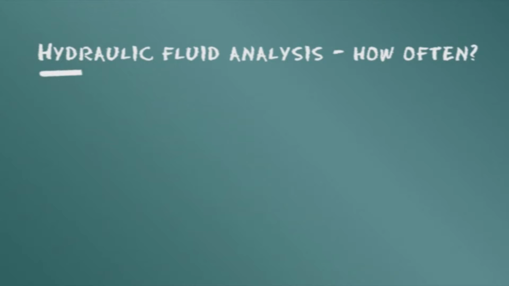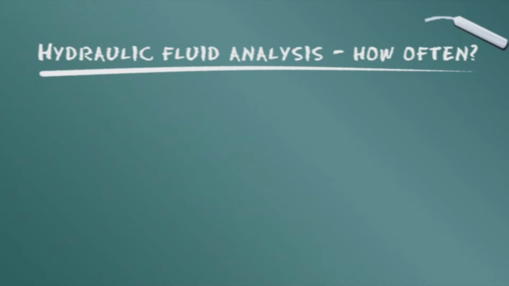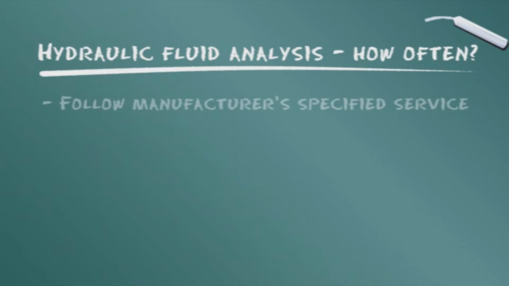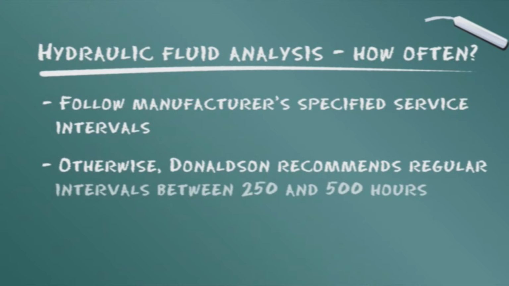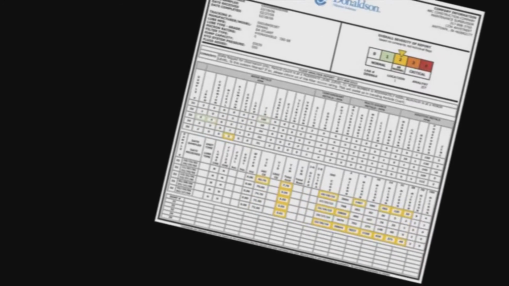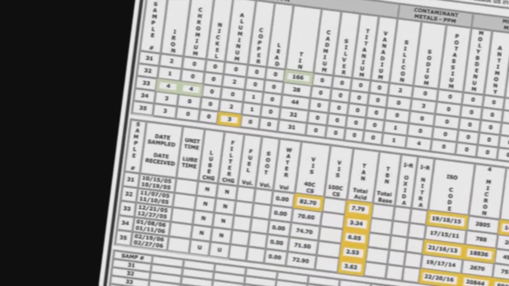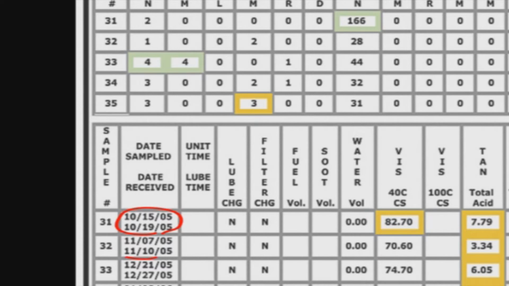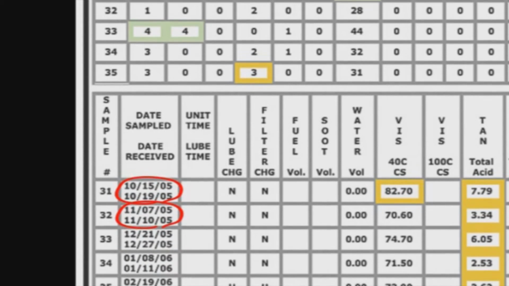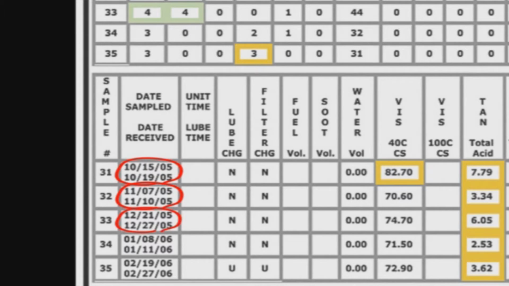How often should you sample your hydraulic system for oil analysis? Donaldson recommends following the intervals set by your equipment manufacturer. If that information is not available, we recommend that you do it at regular intervals between 250 and 500 hours of operation. Once you have started sending in samples from a hydraulic component for Donaldson oil analysis, an ongoing record is started. Successive reports will repeat earlier report data for comparison and trend management.